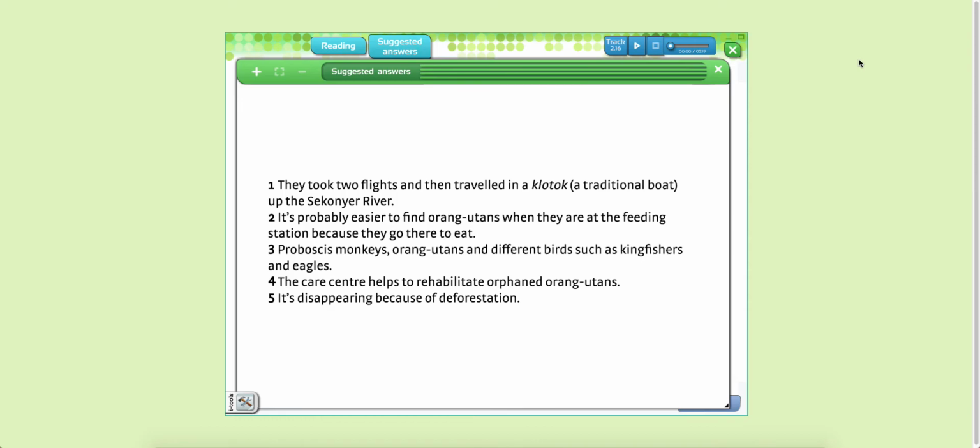These are the answers. So number 1, they took 2 flights and then traveled in a klotok in order to arrive there. On the second one, it is probably easier to find orangutans where they are at the feeding station, because they go there to eat. Number 3, so these are the species: monkeys, orangutans, different birds, eagles. Number 4, the care center helps to rehabilitate the orphan orangutans. And number 5, it is disappearing because of deforestation. So babies, please, 30 seconds to take notes of these answers. Go ahead.